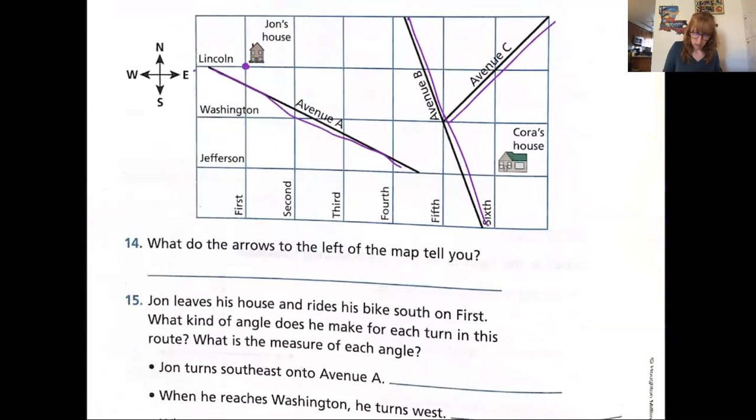What do the arrows left of the map tell you? Now, what's the point of those arrows? What do we call that? And if you're thinking that's a compass rose, you're correct. So the point is that it shows us the direction. So are we going to go north, south, east, or west? So it shows us direction.